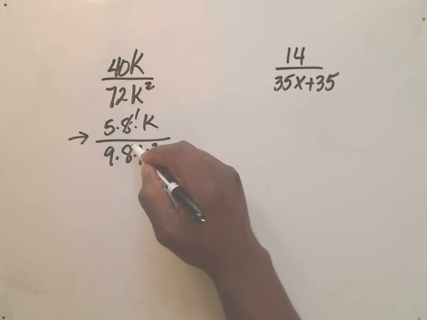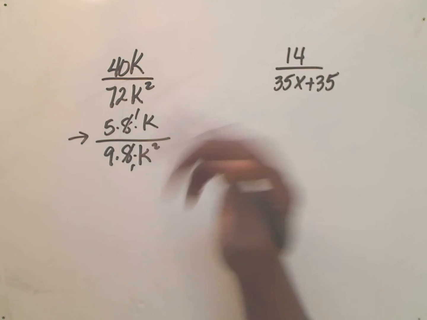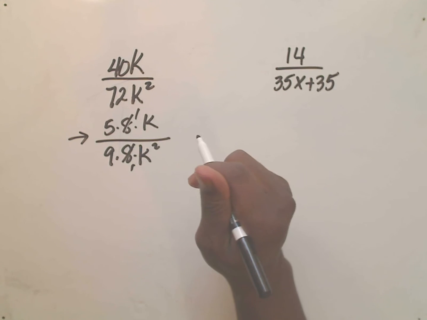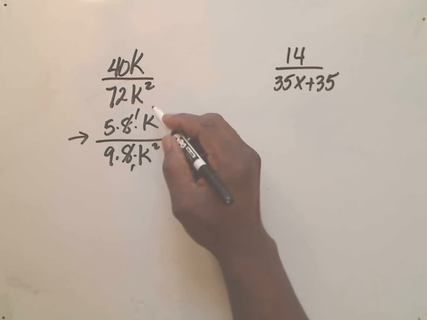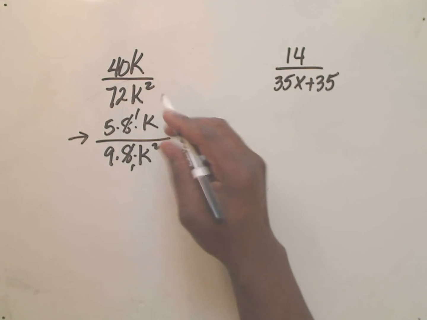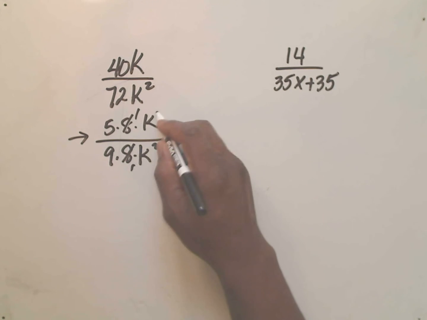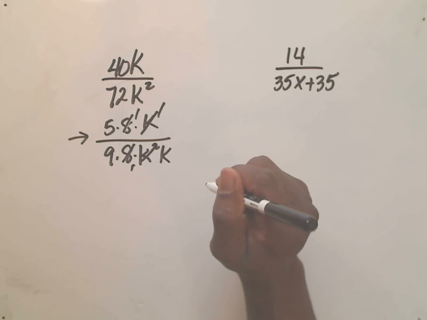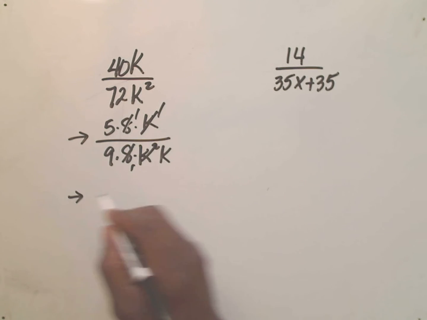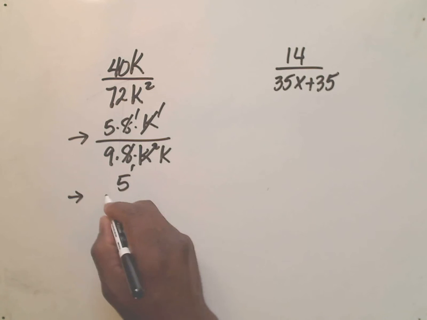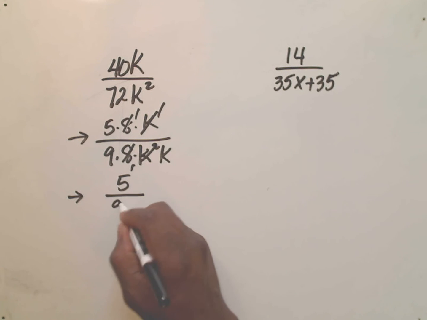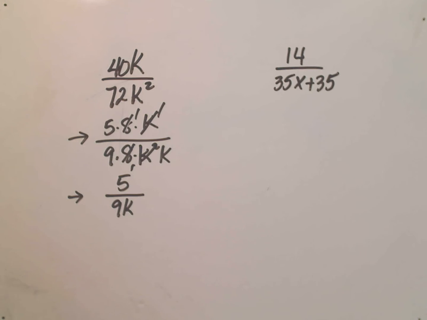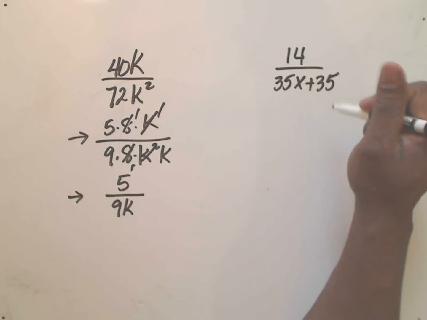8 goes into 8 one time, 8 goes into 8 one time. Those 8s basically cancel each other out. Here we have a k canceling another k, so we have 1 here, and then 1k is left in the denominator. So your result is 5 over 9k. Pretty straightforward and simple. Let's approach this next problem.